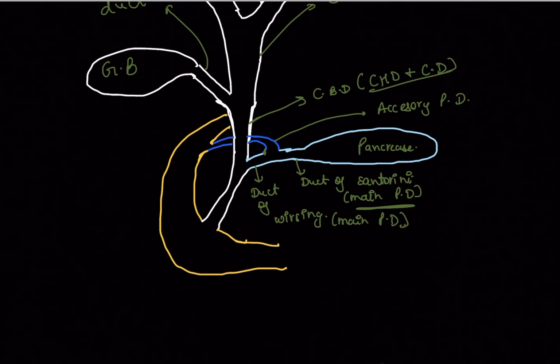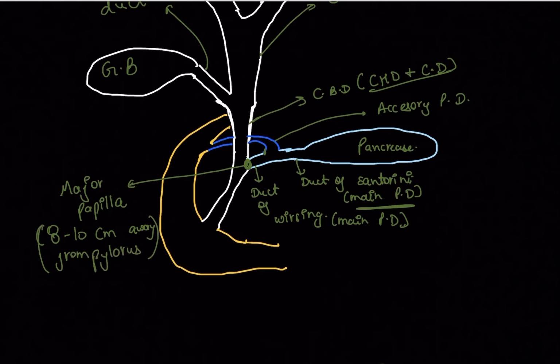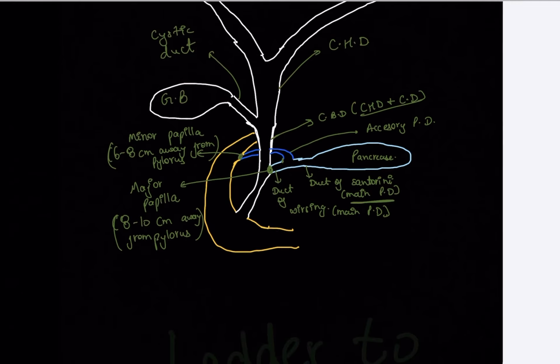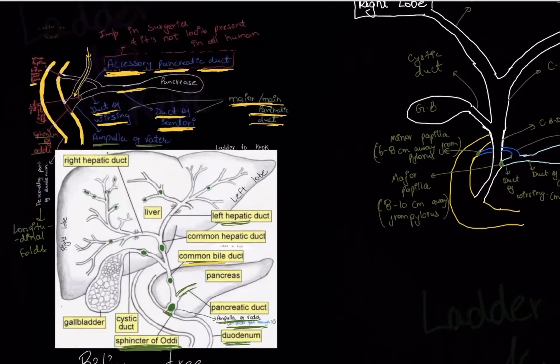Now, I already told you about their location. Here we have the major papilla, and it's 8 to 10 centimeter away from the pylorus. What is pylorus? The stomach's lower part. This is your minor papilla, and it's 6 to 8 centimeter away from the pylorus. Pylorus is the stomach's lower part. If someone asks you what this major papilla is, this is the opening of the duct of Wirsing, basically the main pancreatic duct or duct of Santorini.